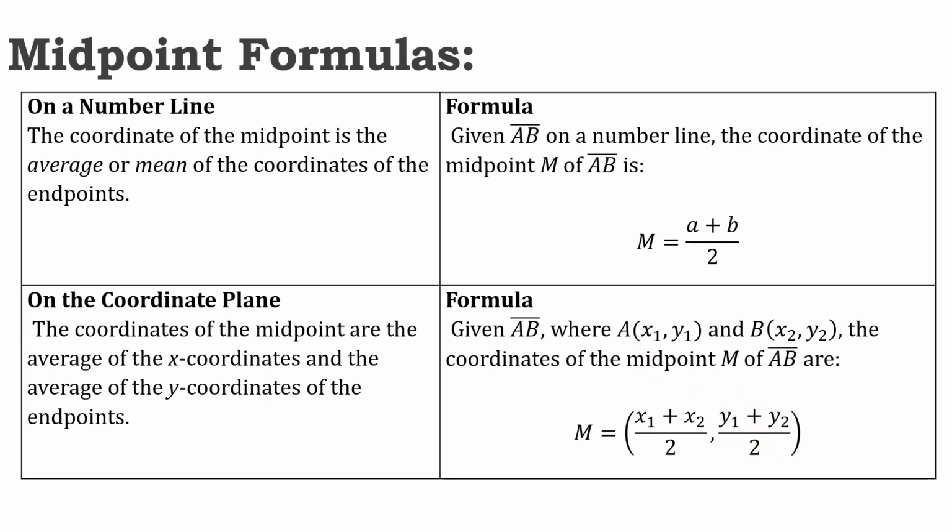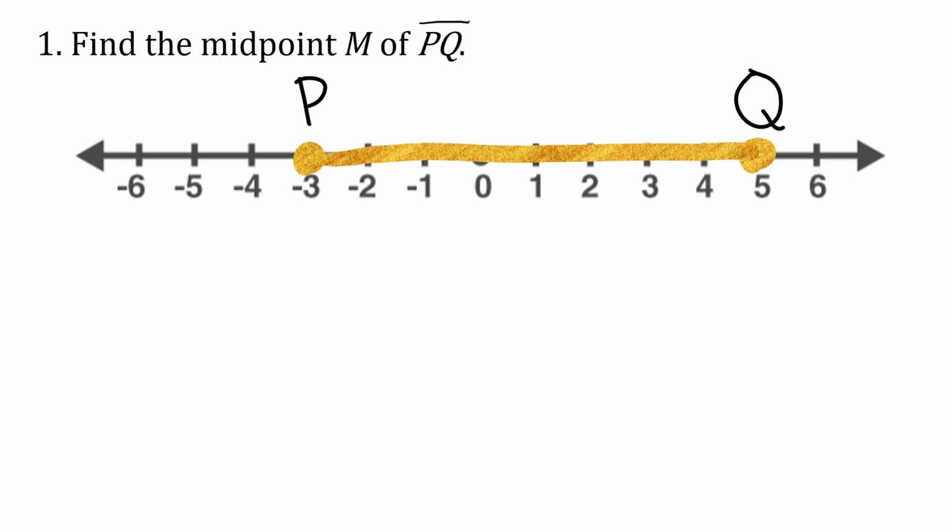All right, so let's take a look at how we're going to be using this formula, what the problems are going to look like. Let's start off with an easy problem. It says find the midpoint M of the line segment PQ. Here we've got our number line, then our line segment, which is in gold, and the point on the left is P, and the point on the right is Q. So let's grab those numbers. P is -3, Q is 5.